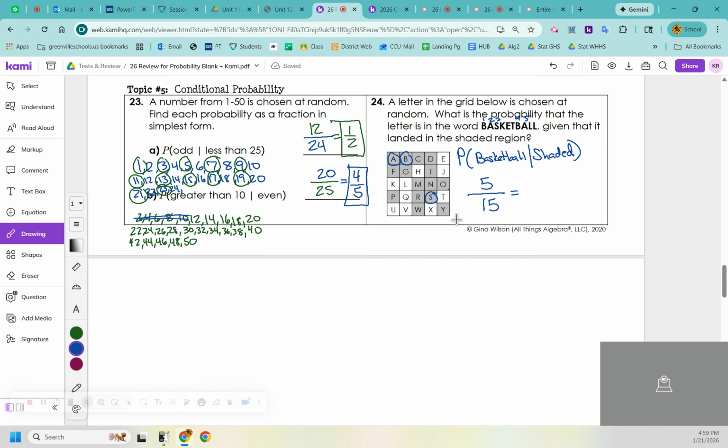So of the shaded, what is the probability that the letter is in basketball? So B is in the word basketball twice, so you have to count it twice. A is in the word basketball twice, so you have to count it twice. That's why there's 5 of them and not just 3 that I circled. But that's 1/3 when you simplify.